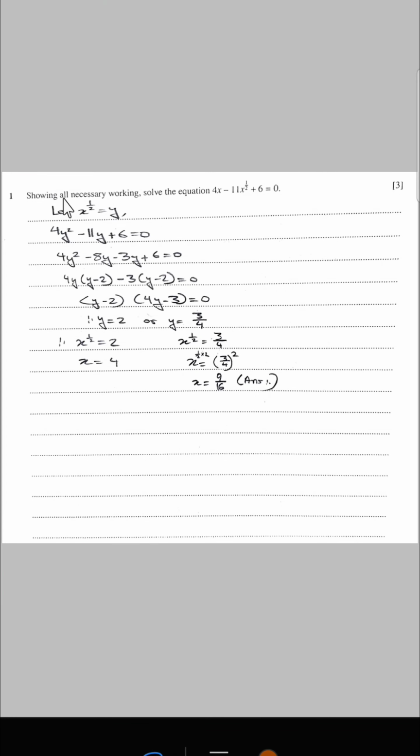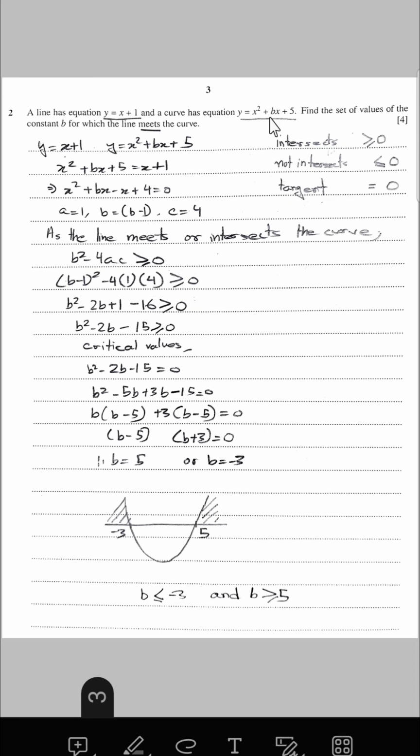2. A line has equation y is equal to x plus 1, and the curve has equation y is equal to x squared plus bx plus 5. Find the set of values of the constant b for which the line meets the curve. Since the line meets the curve, that means the line intersects the curve. For the line intersecting the curve, b squared minus 4ac is greater than or equal to 0. For the line not intersecting the curve, b squared minus 4ac is less than 0. And for the line that is tangent to the curve, b squared minus 4ac is equal to 0.